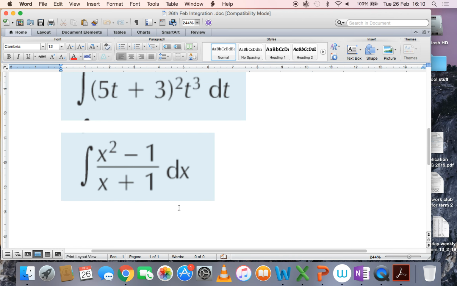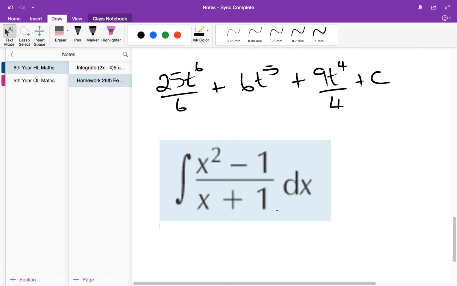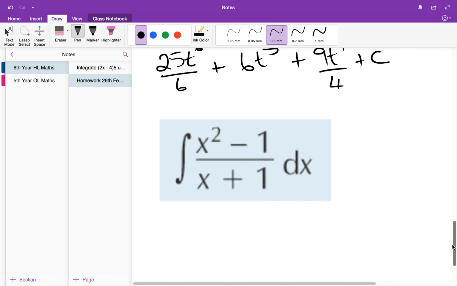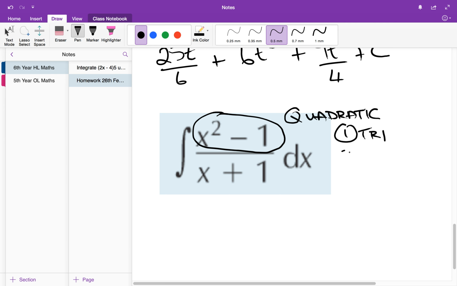And then the last one, so again a quotient, but that top line can't be expanded or anything like that. There is no highest common factor. But what it is, is quadratic, because there's a squared. So it's going to be one of your 3 quadratics, which is either your trinomial, your highest common factor, or the third one, which is what this is, the difference of 2 squares.